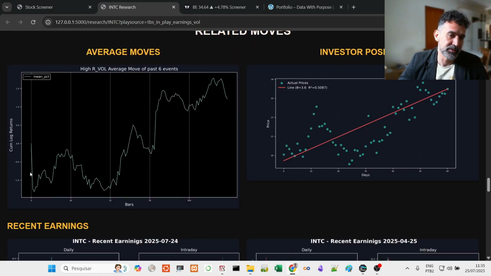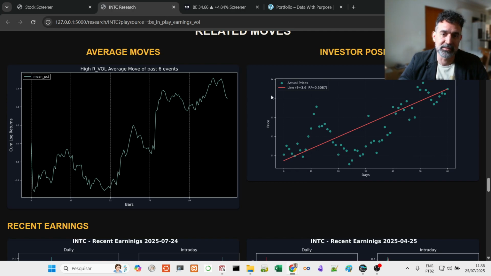This information here shows how Intel has moved on the past 6 events of high average volume. As we can see, it tends to drop lower and then bounce back, which supports the decision for the bounce trade. Even after 5 days or more, it gaps down, but it moves higher. It has this tendency.